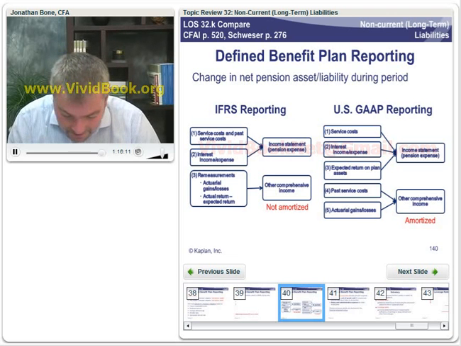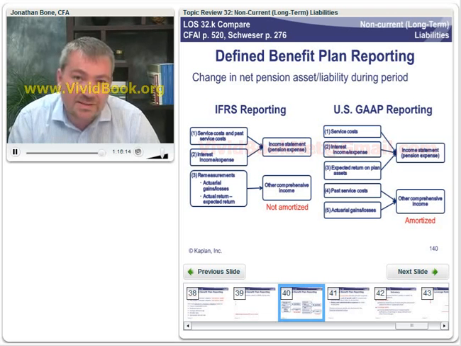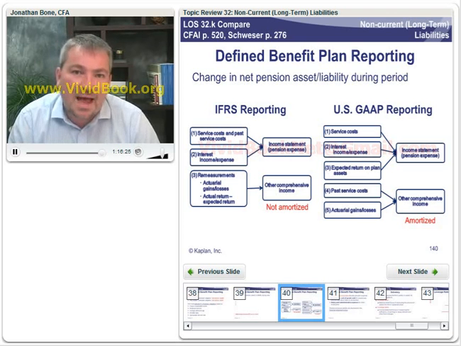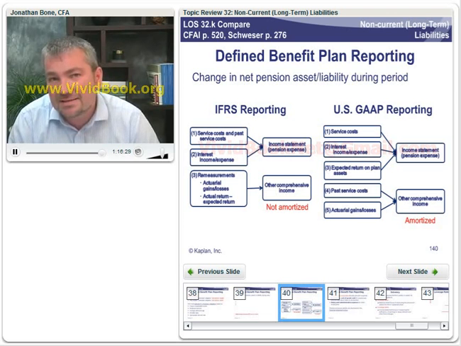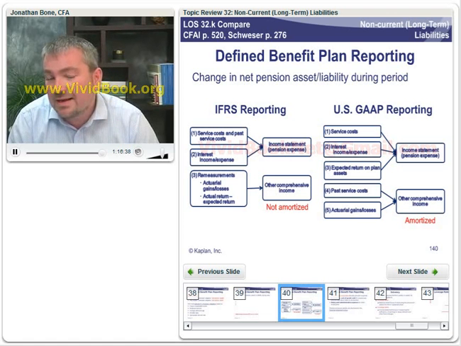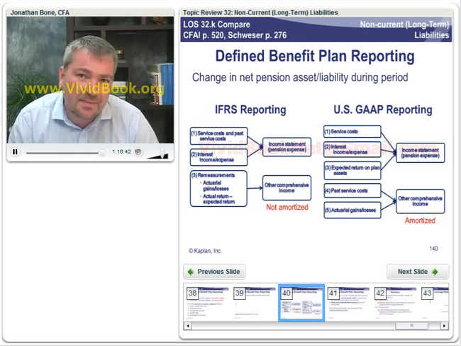Now, our remeasurements, otherwise known as our actuarial gains and losses. So actuarial gains and losses, as the actuaries change their assumptions, final salary increase, discount rate to use, life expectancy, and the difference between actual return and expected return on the plan assets, under IFRS, these will not affect the income statement. Instead, they're going to be taken to other comprehensive income, and they will not be amortized. They will never pass through the income statement.